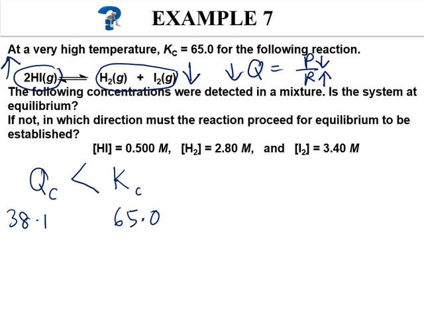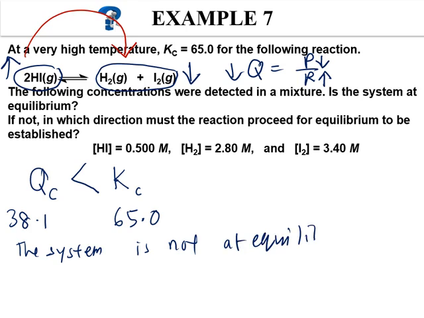So, maksudnya sistem ni akan proceed from left to the right. Okay, so cara jawab. The system is not at equilibrium. Why not at equilibrium? Because the QC not equals to the KC. Kalau Q sama dengan K je yang dia at equilibrium.